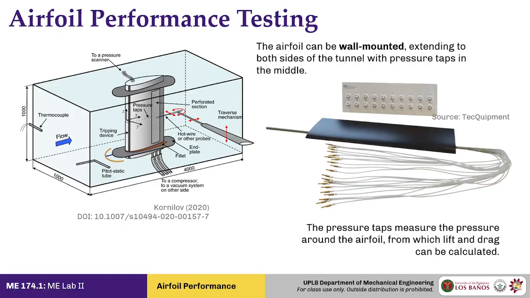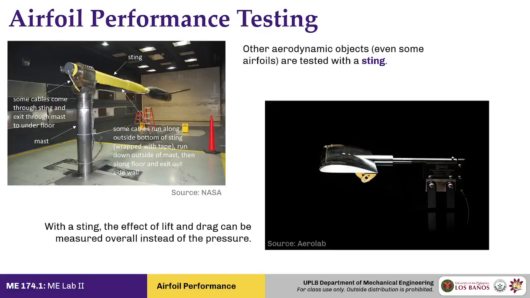And if you don't have that capacity, you can go for the next best thing, which is what we call the sting setup. So the sting is kind of like a cantilever mount where you just place your object for testing. This can be an airfoil, this can be an aircraft body, this can be a ball or something else. This kind of setup directly measures the lift, drag, and other forces that you want to measure from the wind tunnel setup. You won't get any pressure distribution recordings here, just the lift, drag, moment, etc.